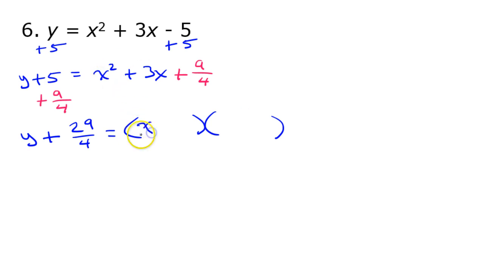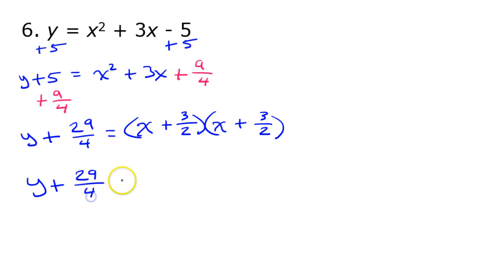X squared will factor as x times x. 9 over 4 will factor as 3 over 2 times 3 over 2. It's half the middle that we did in the first place. Because this is positive, that means both of these will be positive. That means we can write y plus 29 over 4 is equal to x plus 3 over 2 squared.